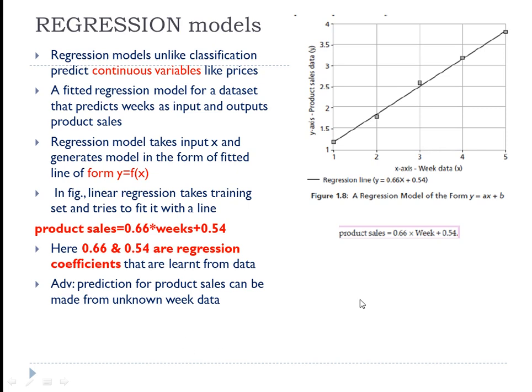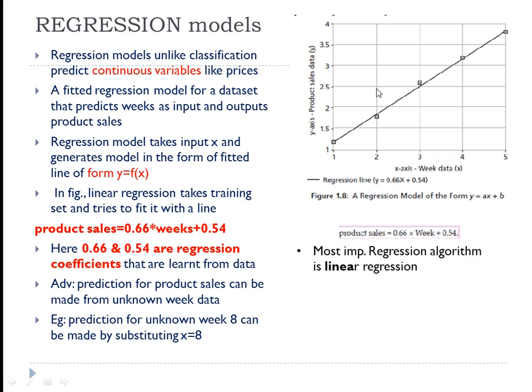Now what is the advantage of this regression model? I am able to predict because of using this equation. Now I can predict the product sales for any week value that I give. For any unknown week I can predict the product sales. Suppose I don't know what would be the product sales for week 8. So just replace this weeks with 8, and I will be able to predict this sales value.